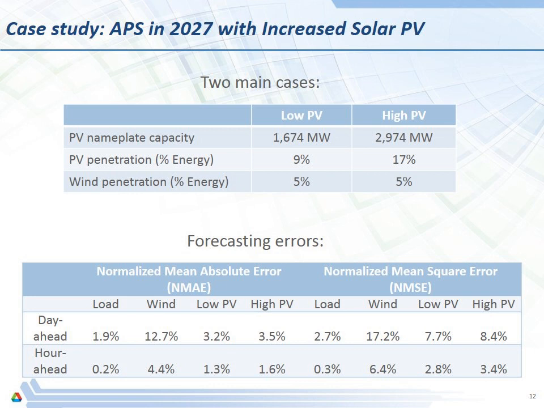These wind and PV day-ahead forecast errors were based on the Western Wind and Solar Integration Study data set. And you can see some of the metrics here that show the metrics of the forecast accuracy for load, wind, and PV in these different cases below.